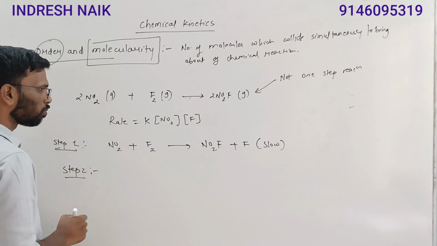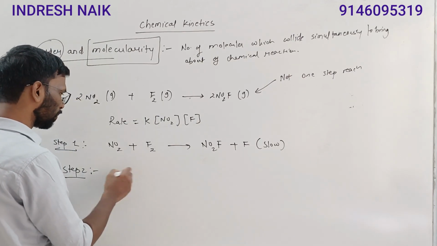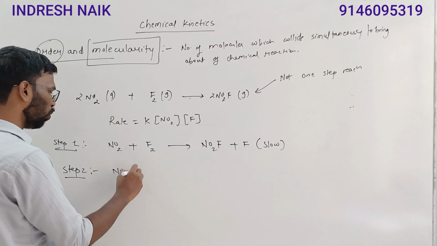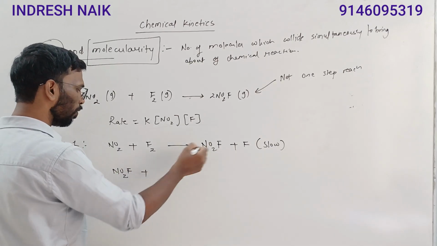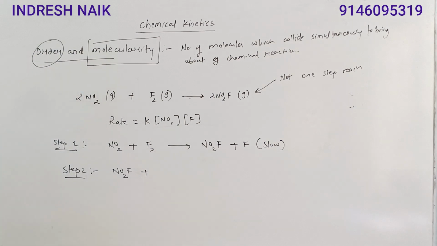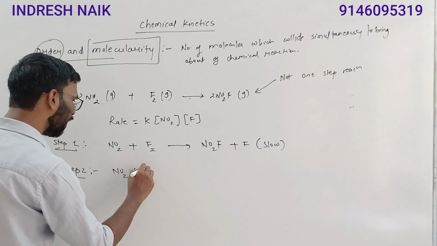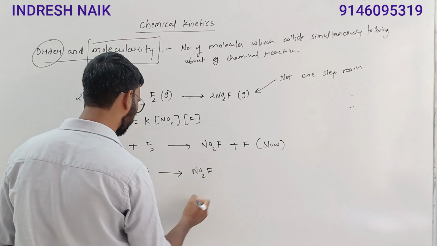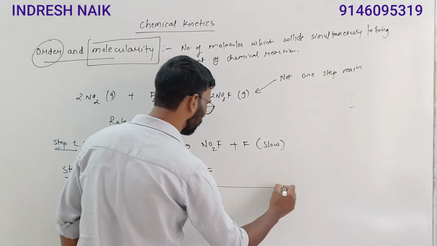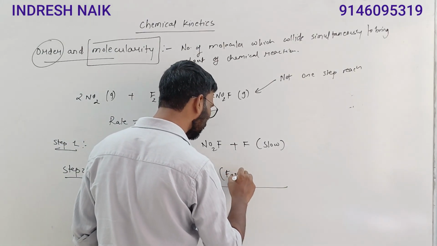What is step 2? You write this NO2 and F, which is formed. Okay, a new NO2 molecule reacts with F, and this gives you NO2F. So this is the second step, and this is a fast step.